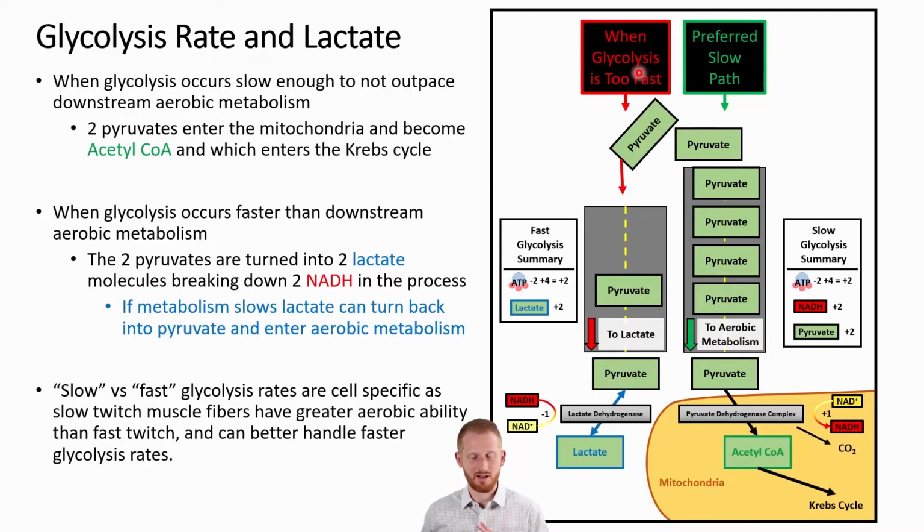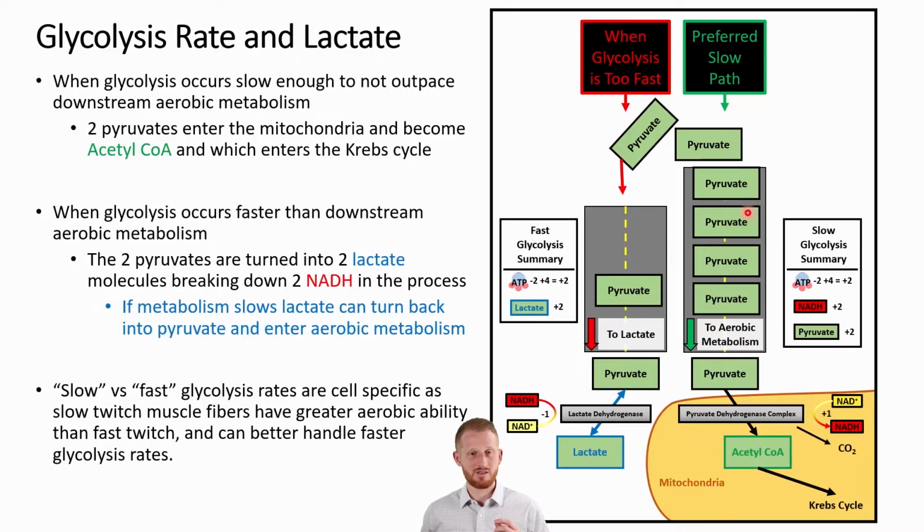All right, so depending on how quickly glycolysis is moving forward, we can either go slow and pump those 2 pyruvate molecules from each glucose molecule down this preferred path into the Krebs cycle, where it becomes acetyl-CoA and is part of that Krebs cycle, and eventually we end up getting a lot more energy from it, which is why it's the preferred path. It goes down the aerobic pathway.